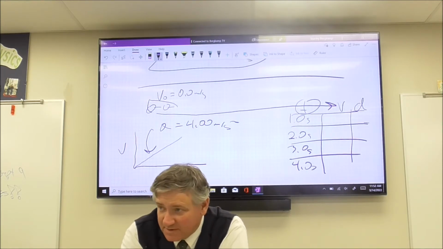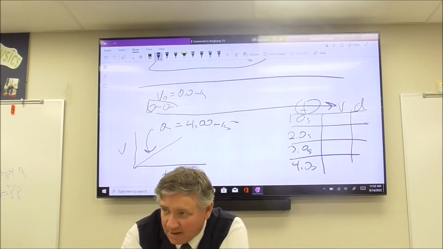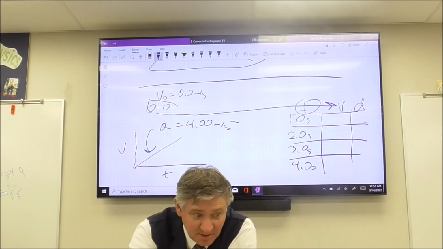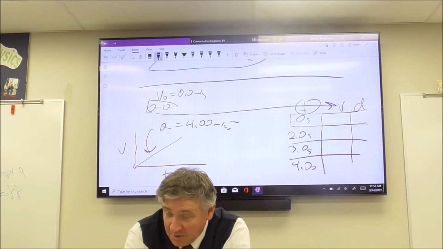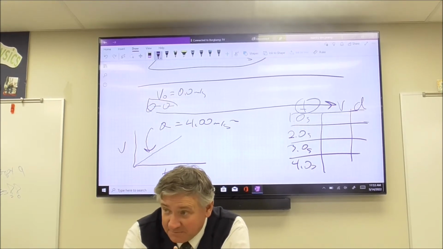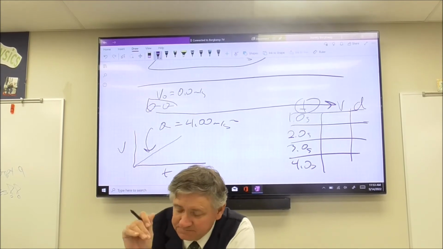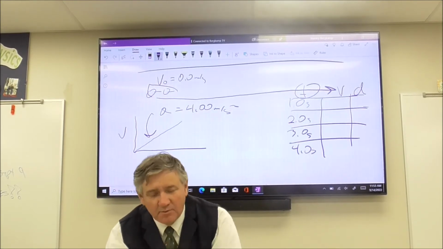Would it reach a top speed ever? It would eventually. Okay, but we're not going to worry about that. Even this cart, if I let it go long enough, it's not going to break the sound barrier. We're just going to look at it while it's still accelerating.